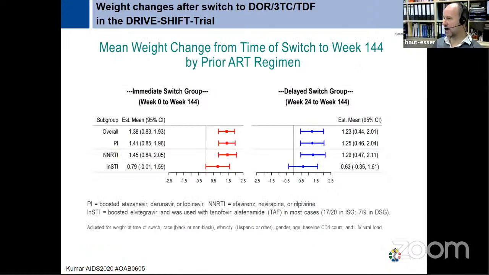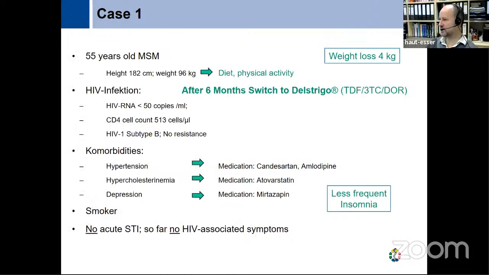And if you look at the data about the immediate or delayed switch group, how the weight develops depending on the regimen used before the patient was switched to Doravirine, the lowest weight gain you have in the integrase strand transfer inhibitor group. So it can make sense, if you have weight gain in patients who use integrase inhibitors, especially second generation inhibitors, to switch to Doravirine if weight gain is a problem in these patients.